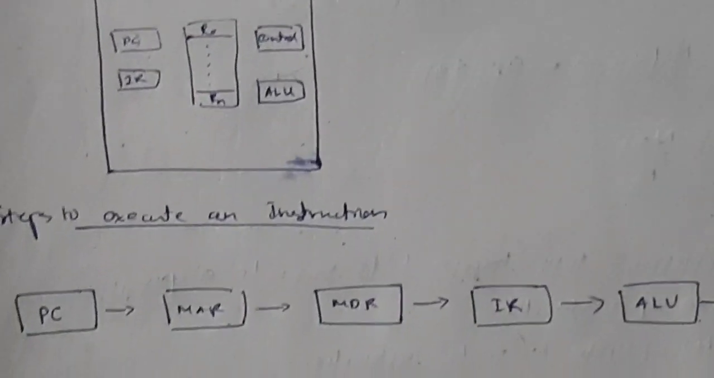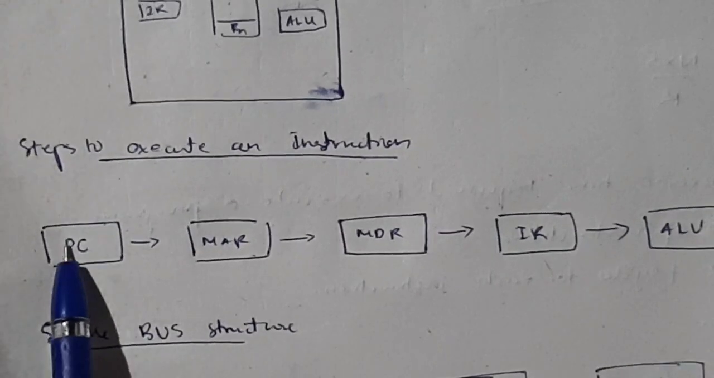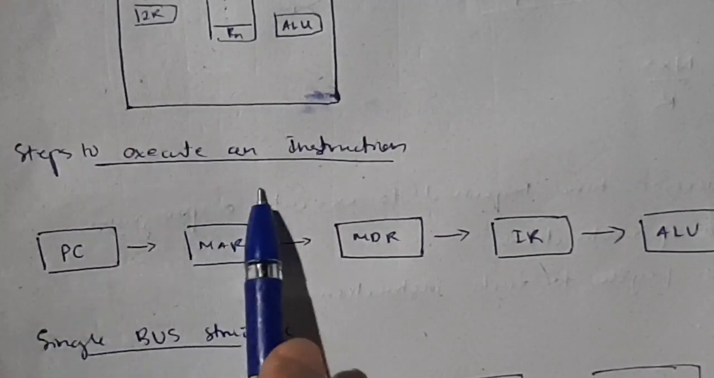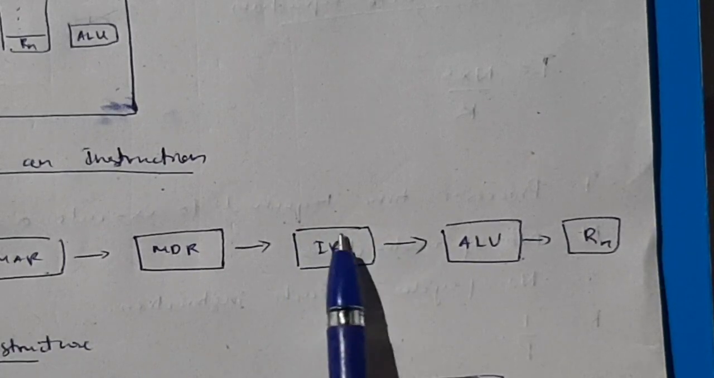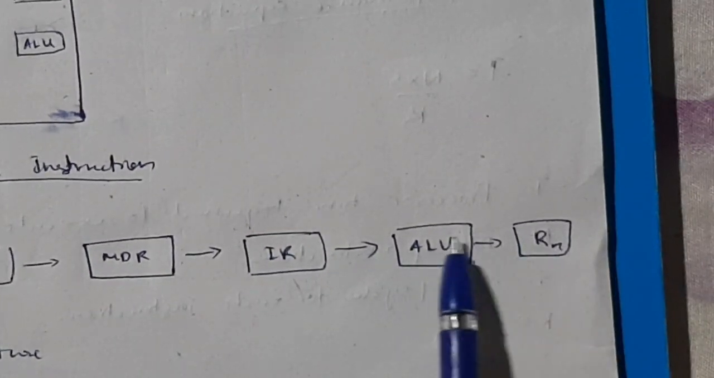Then there are a few steps to perform each instruction. First, the PC, the program counter, will give the instruction address to the MAR, which means the memory address register. This will have the address of the instruction, and the MDR will have the actual instruction that will be sent to the IR, the instruction register. This will have all the instructions in it, and that will be sent to the ALU for performance of the instruction, and the result will be stored in a register Rn.